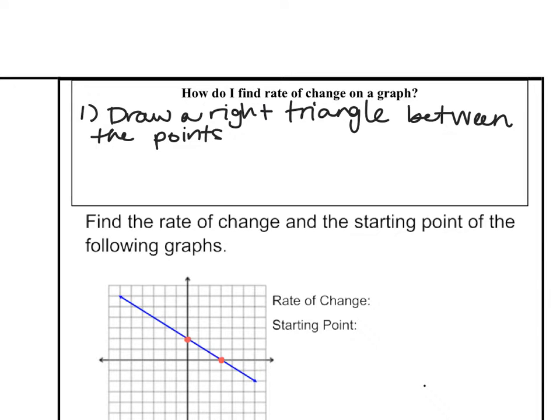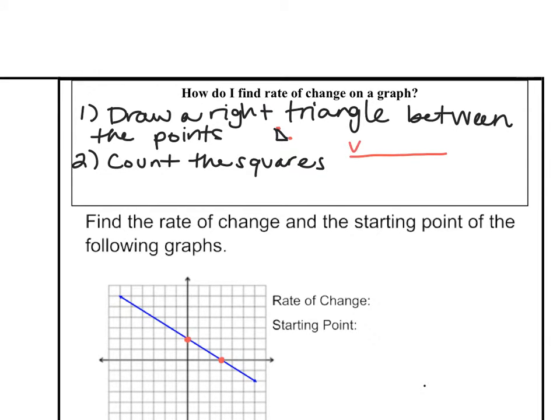So it's going to look something like this. And then you're going to have a right triangle like that. Okay, the second thing we'll do is count the squares for the vertical up and down, and then horizontal, and we are going to write it in a fraction.